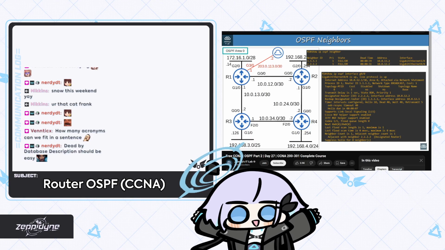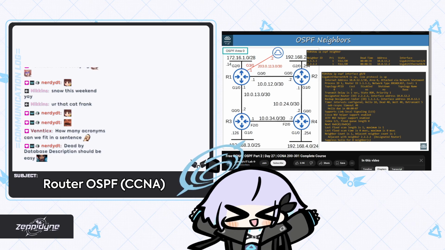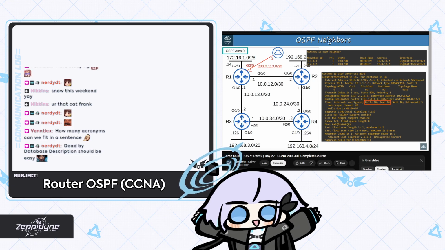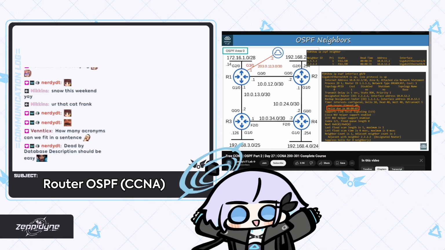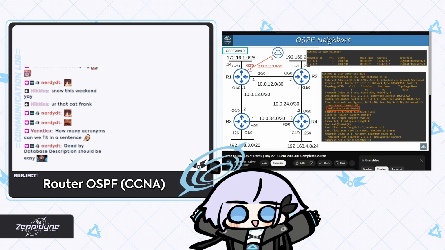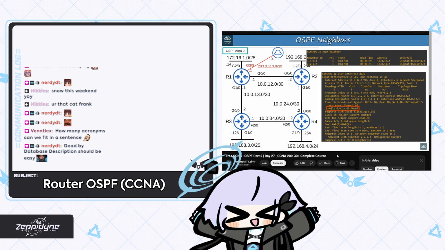Now let's take another look at show ip ospf interface, looking at R1's G0/0 interface. You can see the default hello and dead timers of 10 and 40 here. Hello due in 7 seconds means that R1 will send a hello message out of this interface in 7 seconds, as it does once every 10 seconds. This is pretty self-explanatory.